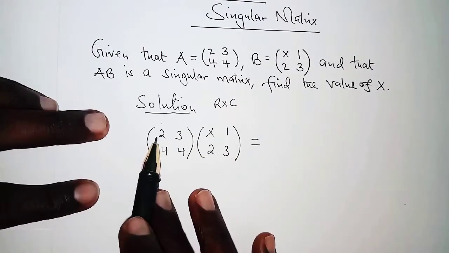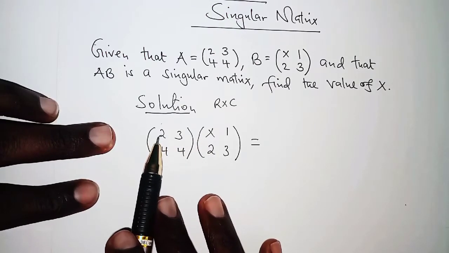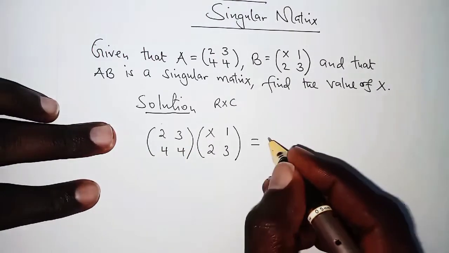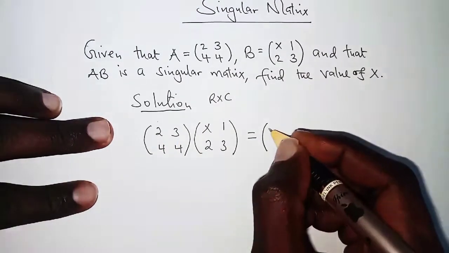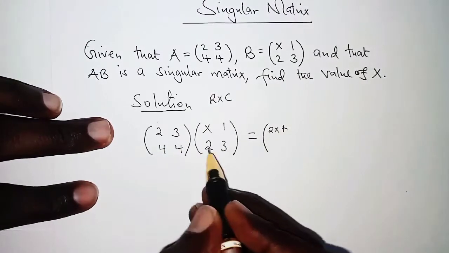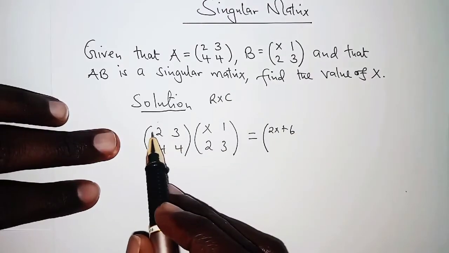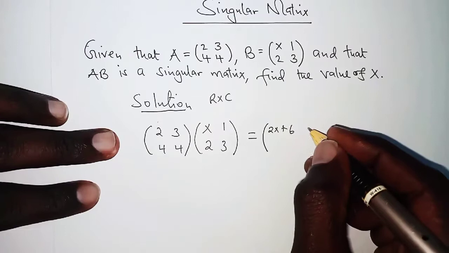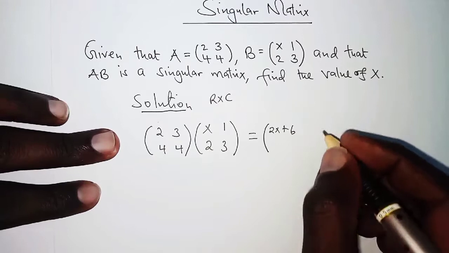So we multiply this row by this column. The corresponding elements: you multiply 2 by x and 3 by 2, and then you add. So in our first row, we have 2 by x, that is 2x, plus 3 by 2, that is 6. Then we multiply this row by the second column: 2 by 1 is 2, and 3 by 3 is 9. So 2 plus 9 gives us 11.